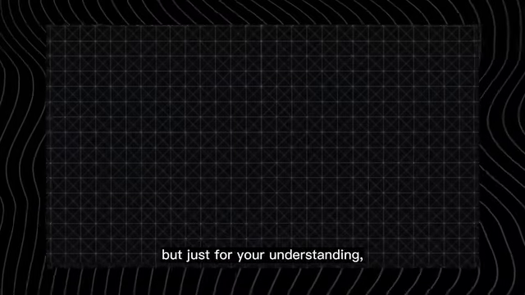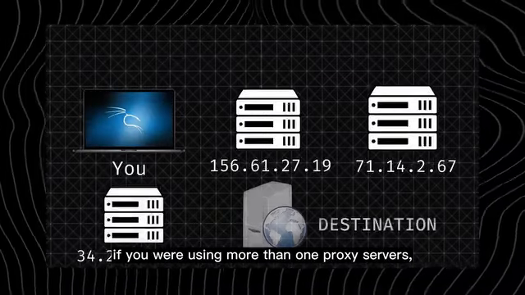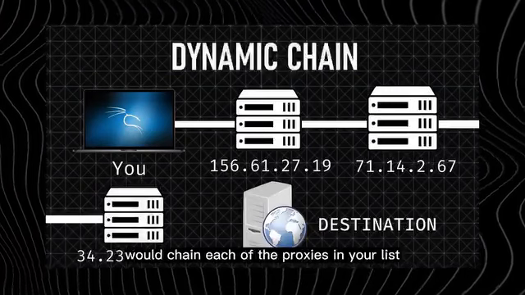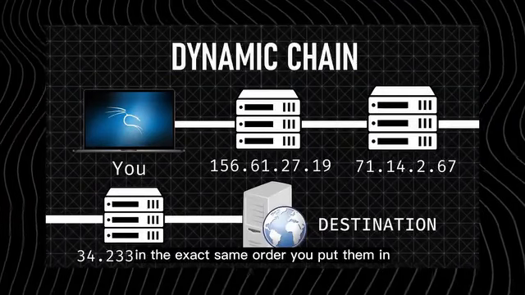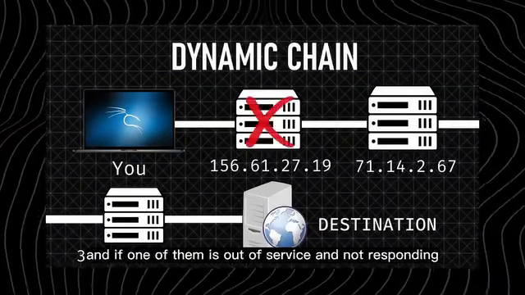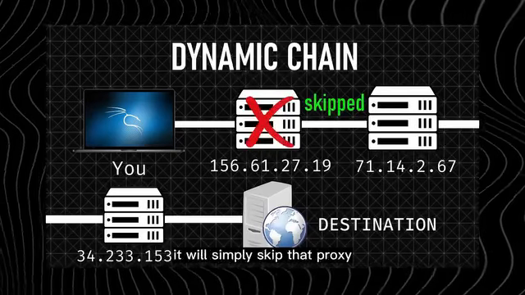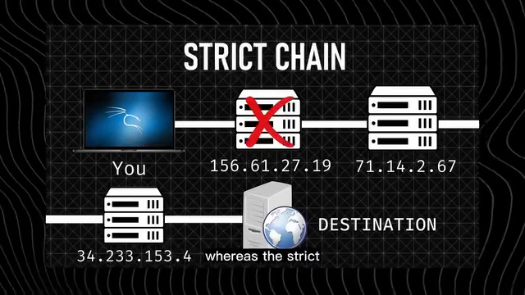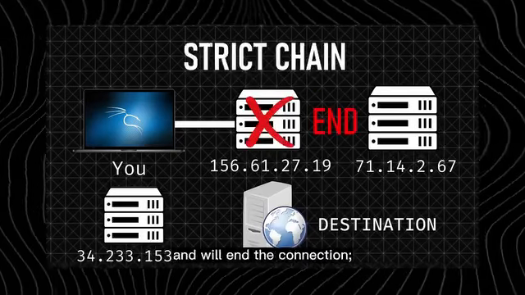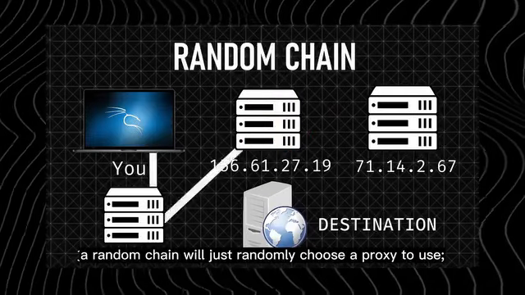But just for your understanding, if you were using more than one proxy server, the dynamic chain here would chain each of the proxies in your list, in the exact same order you put them in. And if one of them is out of service and not responding, it will simply skip that proxy and move to the next one. Whereas the strict chain will not skip to the next proxy and will end the connection. The random chain will just randomly choose a proxy to use.